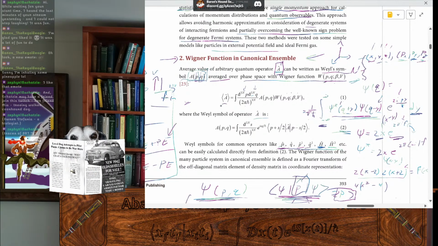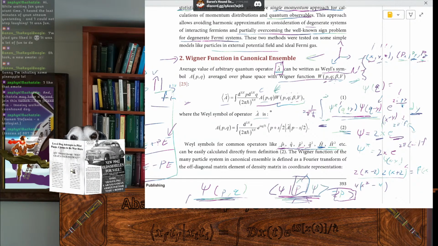And all we're saying is that our average is just this, whatever this function is that we've converted our operator into. We're saying that the average output of the operator is this function version of the operator times the distribution W, the Wigner function, and then we integrate over all of it. So the Wigner function is essentially giving you a distribution, a way to look at how A is varying, not just in P and Q, but also in beta and V.